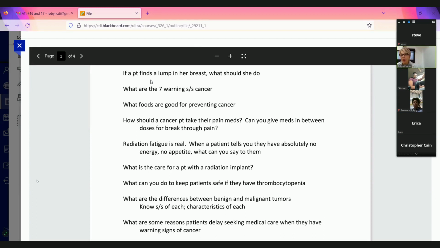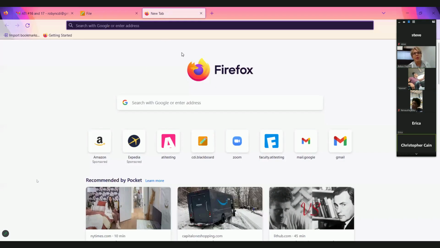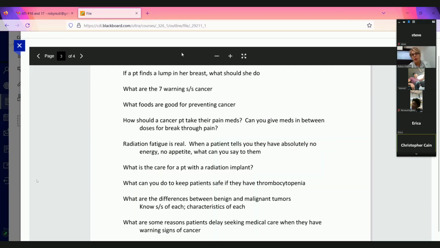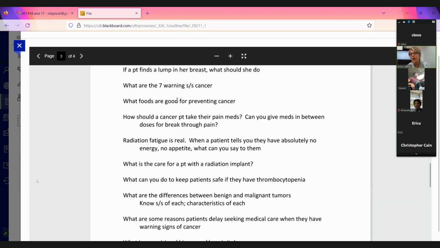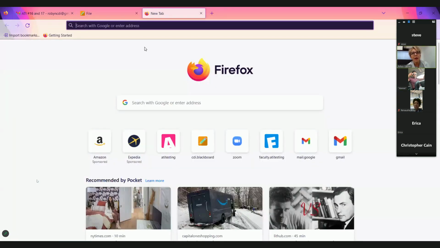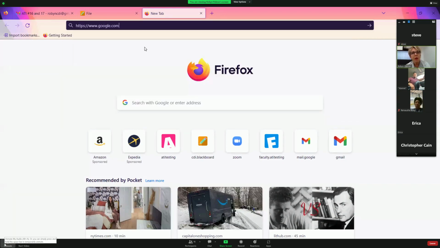Remember the term CAUTION? Change in bowel or bladder, remember? Caution. I was going to share, but I'm not going to. So, 7 warning signs of cancer. Caution. Can you guys see my screen? You can see, right? Okay.